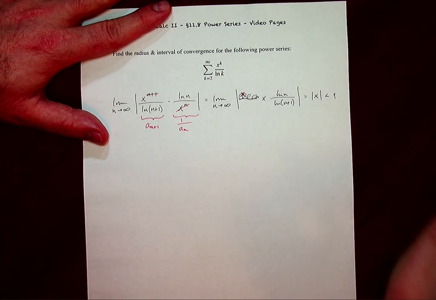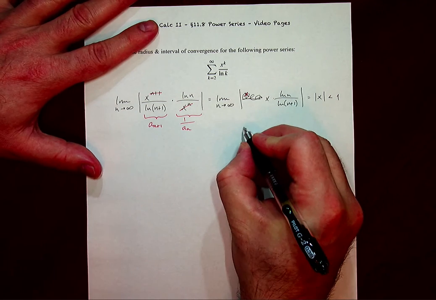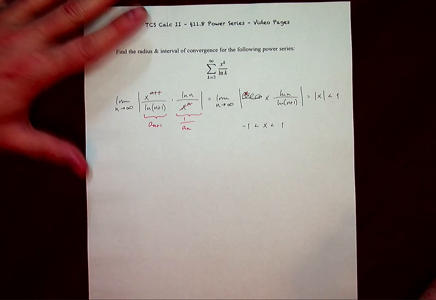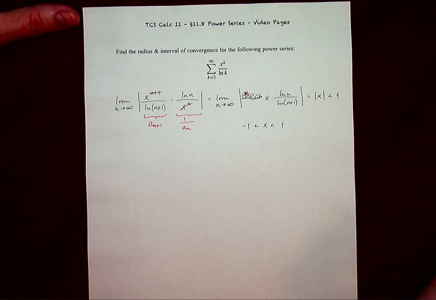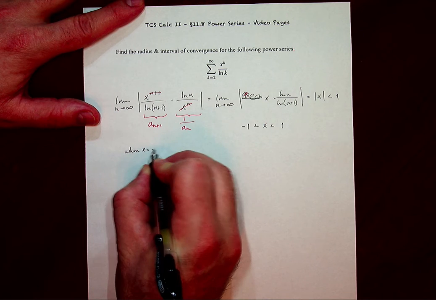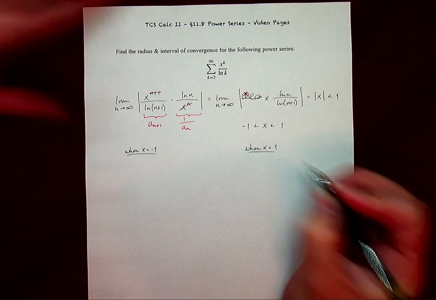And you know that since that is now a variable answer, we need to solve that inequality, and it's really easy. That inequality is negative 1 to 1. But like I've said before, the ratio test is inconclusive when it actually is equal to 1, so we need to go ahead and numerically check those endpoints. So we'll check when x is equal to negative 1, and we'll check when x is equal to 1, okay?